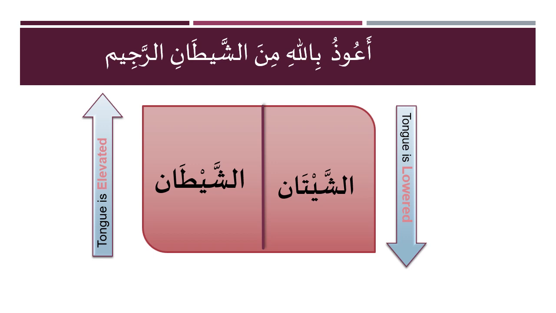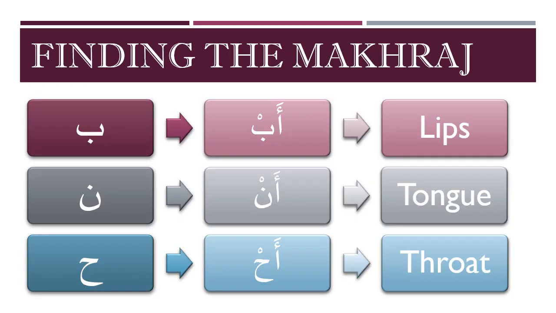If you want to know the approximate makhraj of a letter, an easy way to find it is: number 1, put a sukoon on the letter you're trying to determine the makhraj of. Number 2, pronounce a hamza with fatha before that letter. Where the sound will stop, that is the approximate makhraj of that letter. For example, letter ba, if you put a hamza with fatha before it, it becomes ab. You will feel that this letter is coming from the lips. It's not coming from the throat, tongue, or the nasal passage.